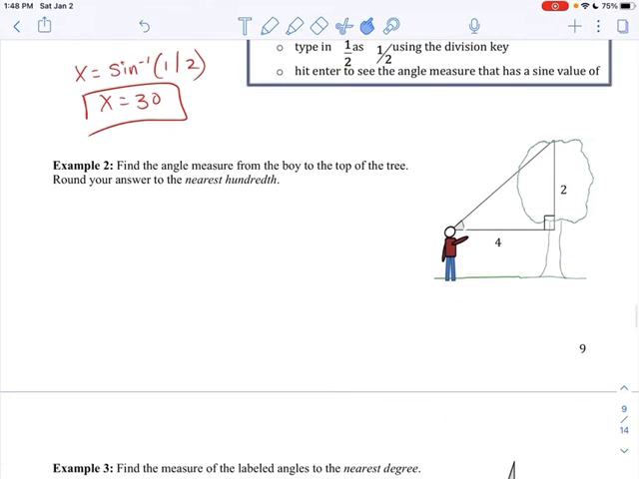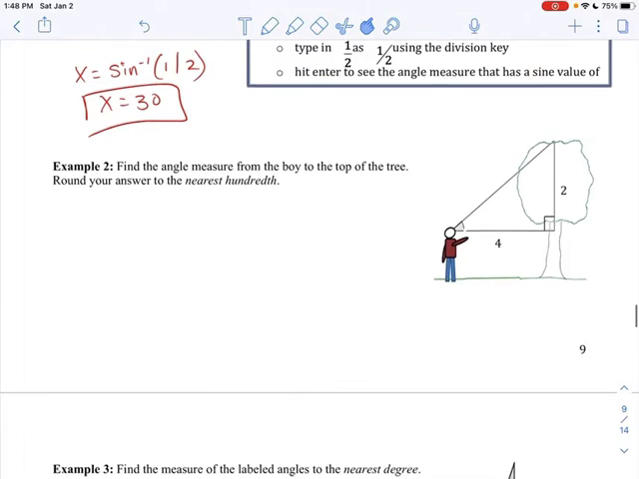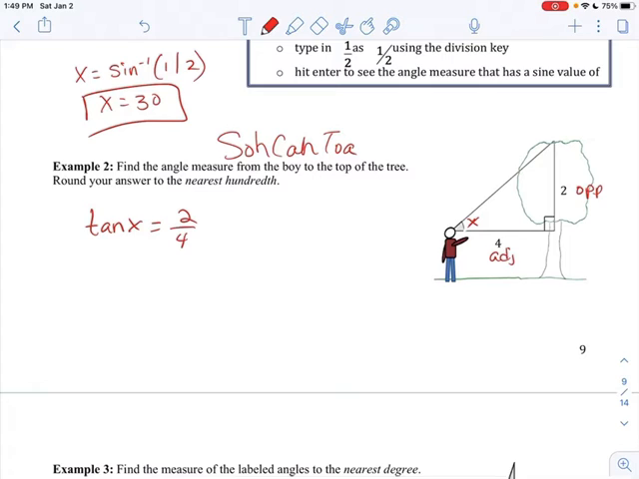All right, so let's look at a real life kind of example. I want to find the angle measure from the boy to the top of the tree. So I'm trying to find this measure right here. I'm going to call it x. It's an angle. The 2 is opposite, and the 4 is adjacent. So because of that, remember SOHCAHTOA. I'm going to use tangent because I have opposite and adjacent. So it's going to be tangent of x equals 2 over 4.